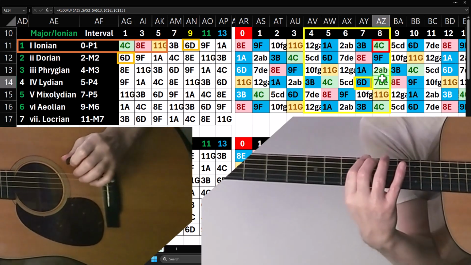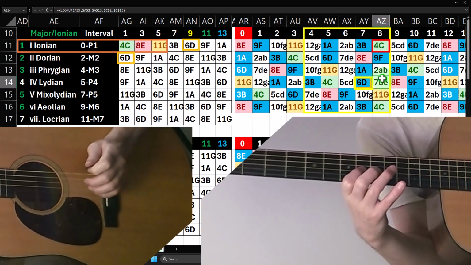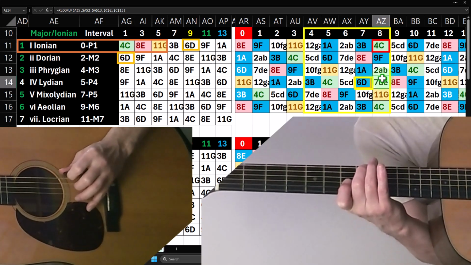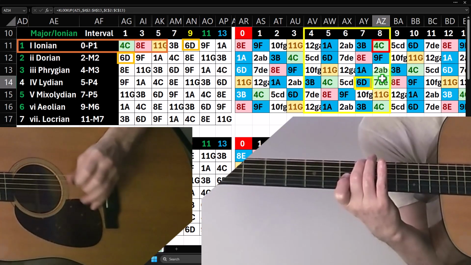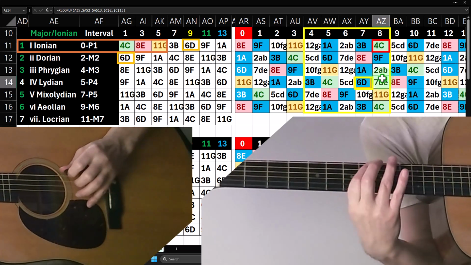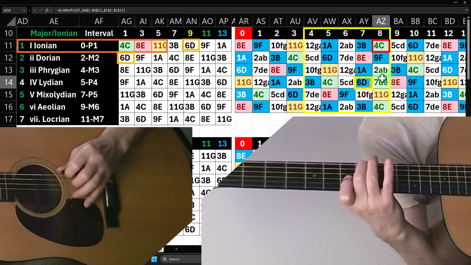So if I count it this way, 5, 10, 15, down to 3, back 1 goes to 2, so there's the two-note away major second. Two-note away major second, two-note away major second.